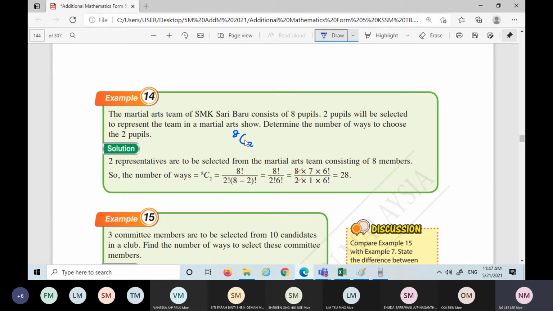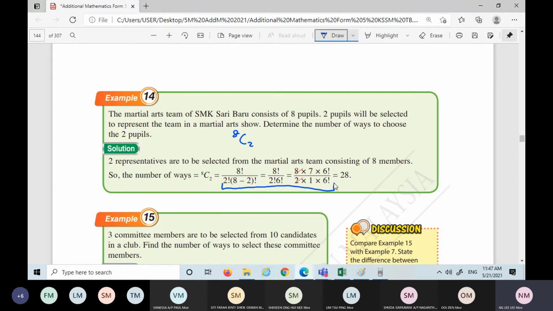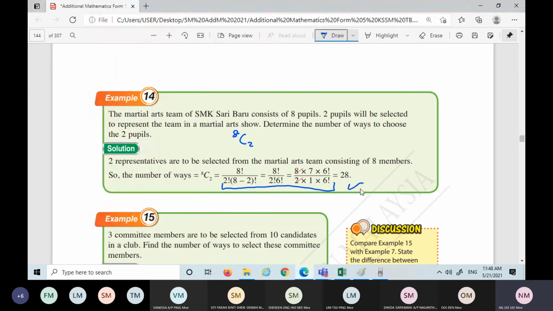You can use a calculator to get the answer, which means you can skip all these steps. This one no need to show unless they say without using a calculator, then you got to show these steps. 8C2: 8, C is here, so it's shift divide, and then 2. So 28 is the answer.